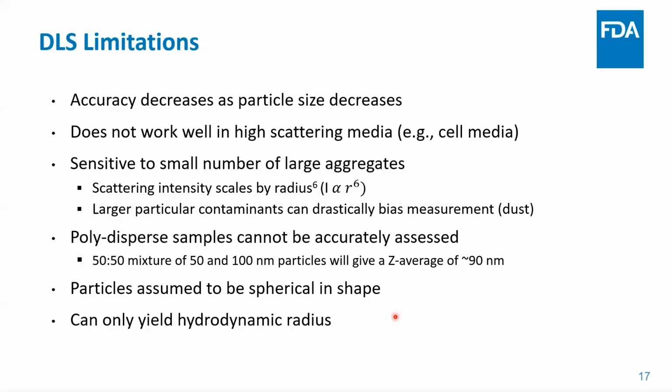And of course, because we're back calculating from the diffusion coefficient, assuming an equivalent sphere, we're always assuming a spherical shape. So we don't really get any information about shape. And this is only yielding a hydrodynamic radius, which is not necessarily directly equivalent to other techniques like cryo-TEM.